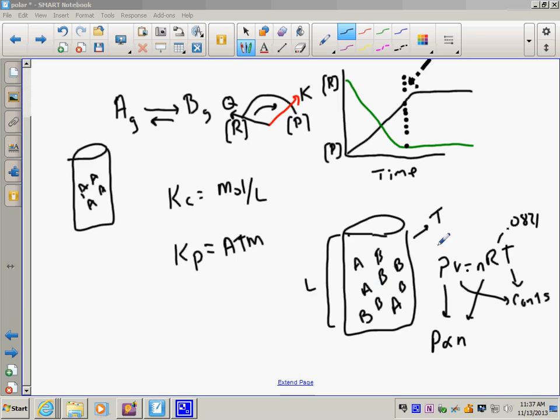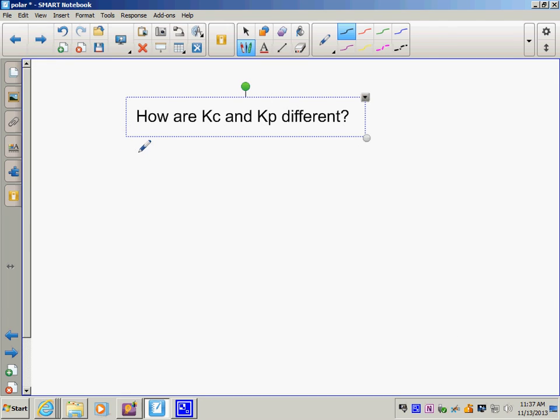Otherwise, let's see what else we have here. Let's move on to our next page. How are Kc and Kp different? Well, essentially, I've already covered that. Kc involves moles per liter. Kp involves atmospheres. That is somewhat different in how we're tracking our concentrations.